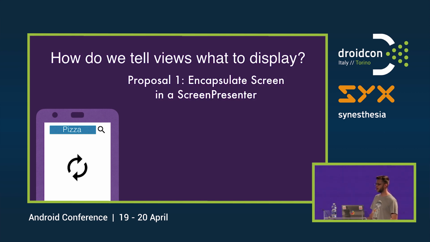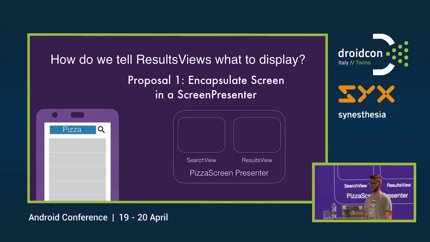The first approach, and I used this for years, was to make some sort of presenter or some kind of container that owns all of the views. When there's only a few views, this works well. I can make a pizza screen presenter. It can have a reference to both my search view and my result view, and it can pass data between them and act as the bridge.